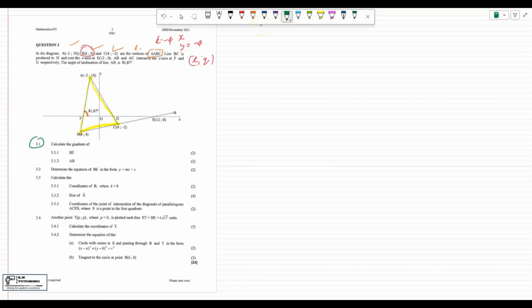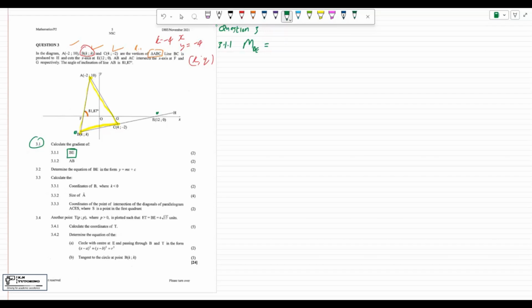Question 3.1.1 says, calculate the gradient of BE. We know the formula for gradient: gradient is change in y over change in x. So the change in y from B to E. You see what the examiner is doing. I like this problem. He's telling you about the gradient of BE, but you don't have the coordinates of B, which is K and K, and you can see this is 2 marks.